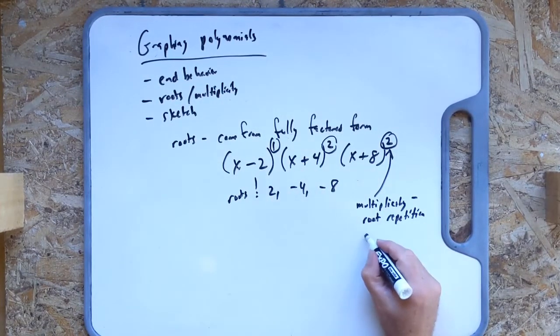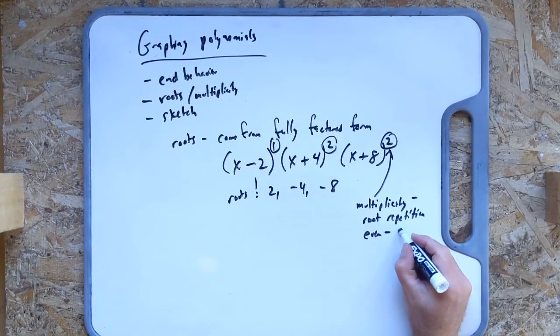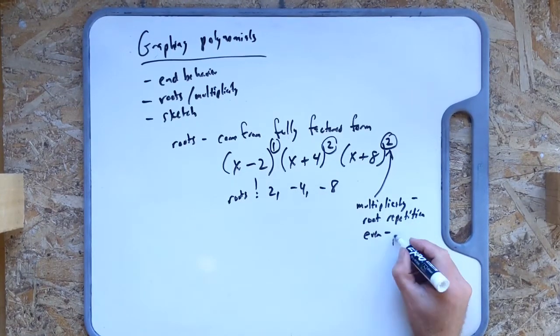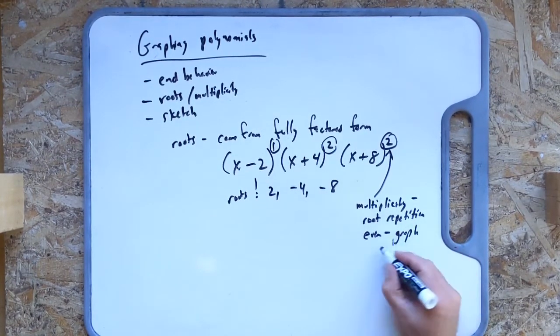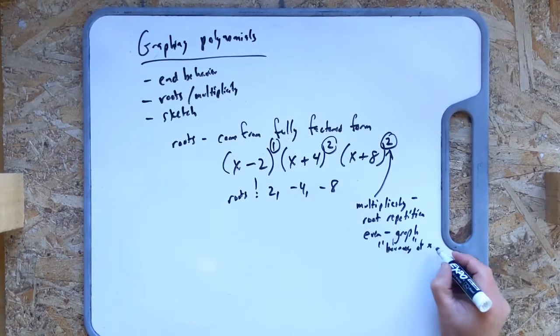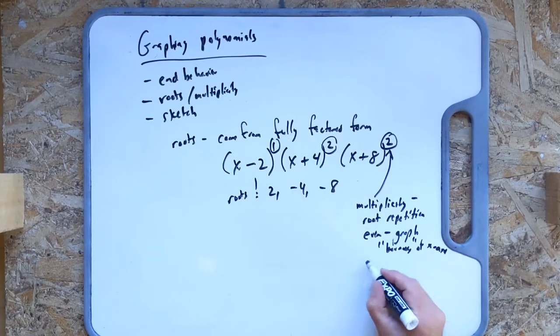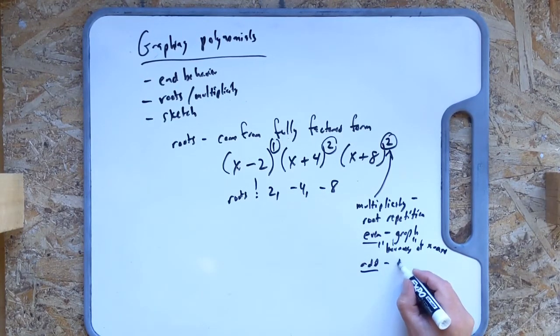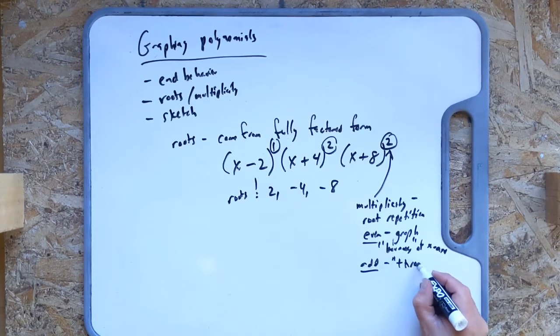And if the root repetition is even, the graph bounces off the x-axis. Make sure you have this down because this is the most common error, to mix these two up. And odd goes through the x-axis.